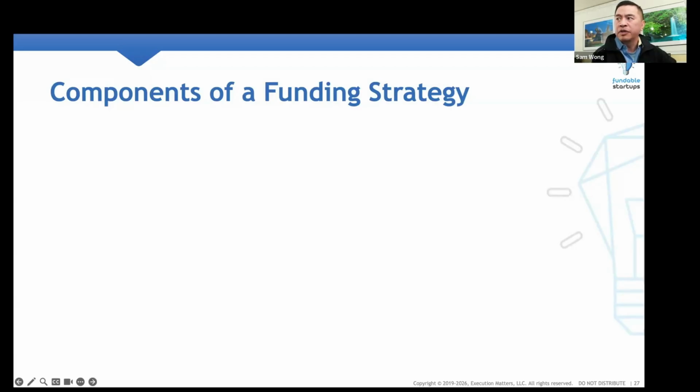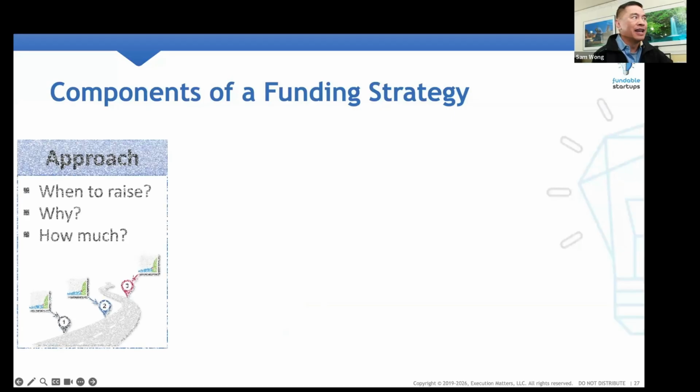We do encourage people to build out a fundraising strategy. Well, what is it? We define a fundraising strategy by breaking it down into four different components. The approach, which answers three questions: When should you raise? Why should you raise your funds this way? And how much should you raise?